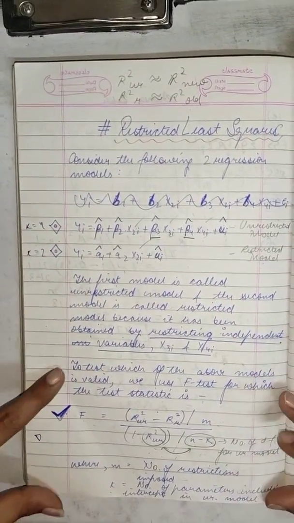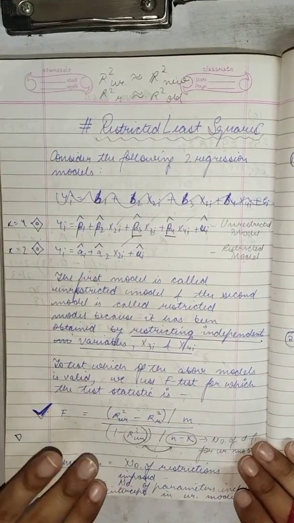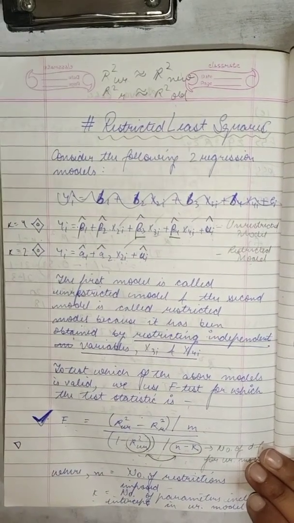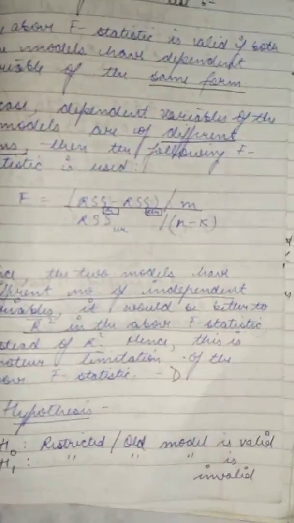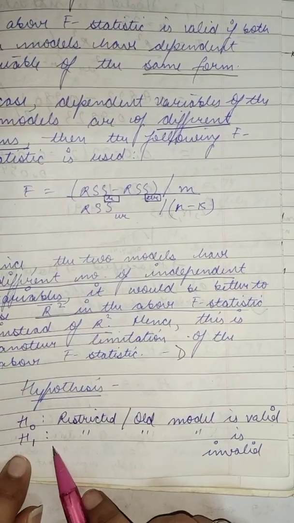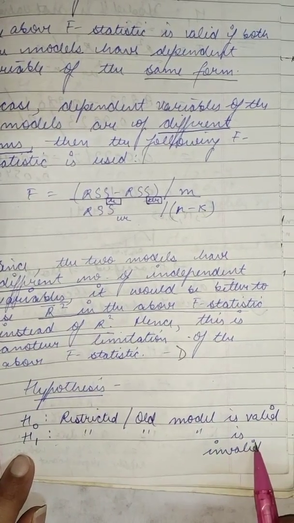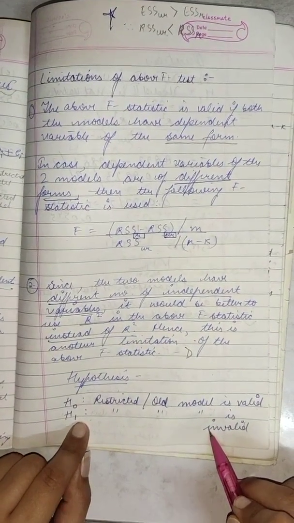Once you have found out F observed, the second step is to find out F critical, and if F observed comes out to be greater than F critical, you reject your null hypothesis. But the question is, what is my null hypothesis? So please have your attention over here particularly. Your null hypothesis in this question is this: the restricted or old model is valid, and the alternative is the restricted or old model is invalid. So if you reject the null hypothesis, you would say that you should go with the unrestricted model, or basically the model with more number of independent variables. And if you're not able to reject the null, you would say that my old model is valid.